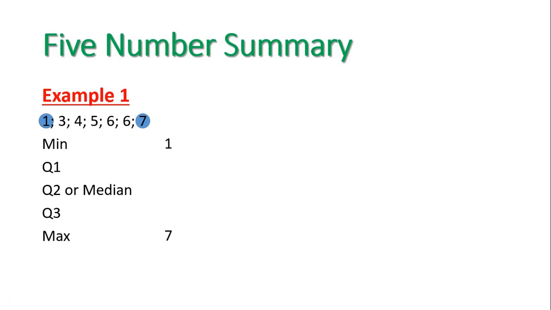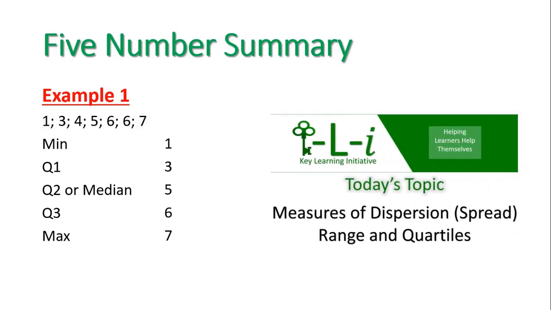Now, for quartile 1, 2, and 3, we get those values of 3, 5, and 6 from the example in the video that I chatted about earlier. So quartile 1 is 3, quartile 2 or the median is 5, and quartile 3 is 6. And we're going to use those values from the 5-number summary to draw our box and whisker plot. Let's see how we do that.